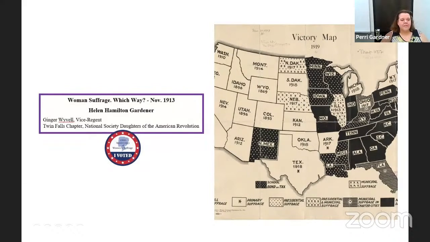It enlarges the outlook of the women. It makes them realize that the price of liberty is eternal vigilance, and that the governing of a city or a state is simply a larger homemaking. For after all, what is the state and the city but your home?